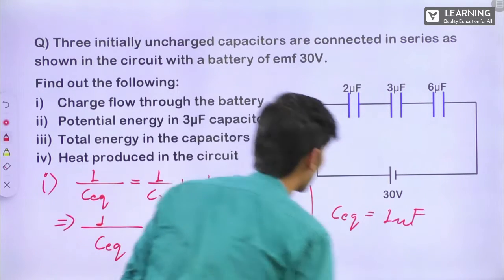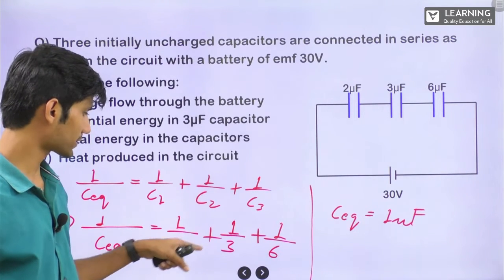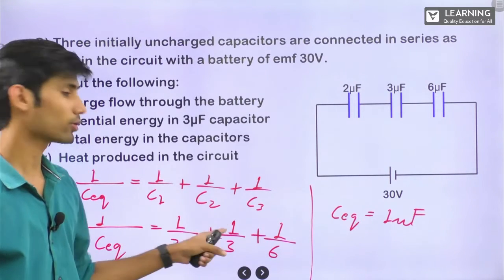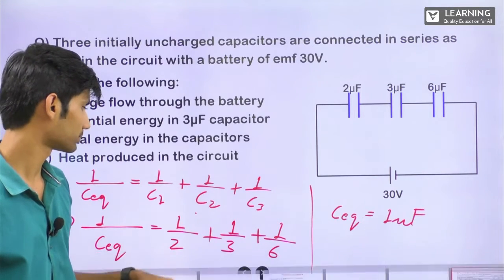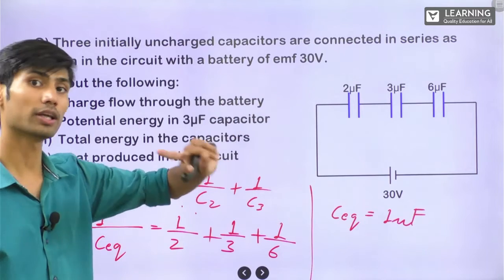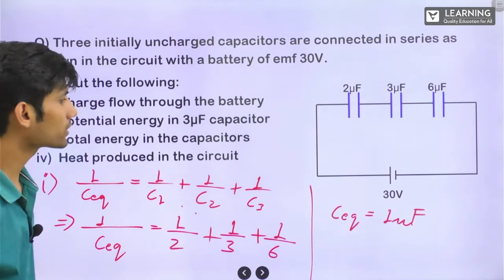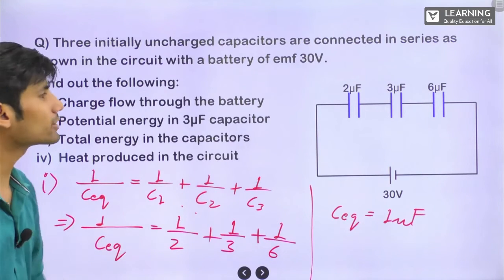microfarad. See? This will be 3 by 6, this will be 2 by 6, and 1 by 6. Total 6 by 6, that is 1. If 1 upon 1, then take the reciprocal, that also will be 1. So that is 1 microfarad. So now C equivalent we have got. What we have to find? Charge flow through the battery.